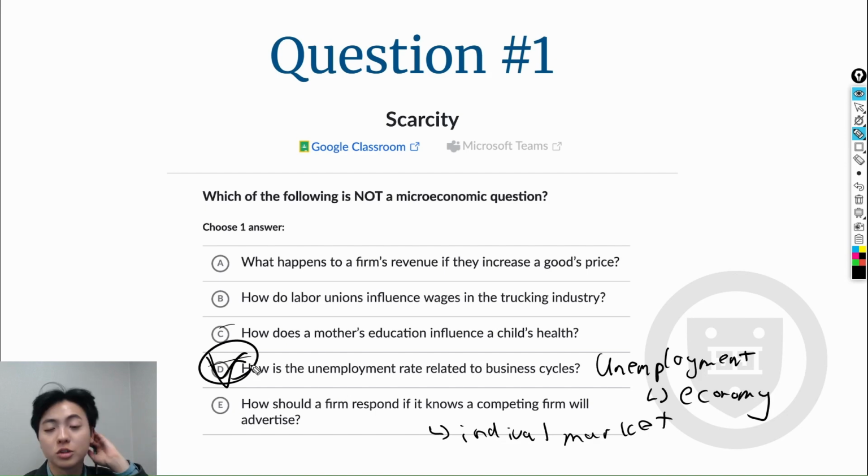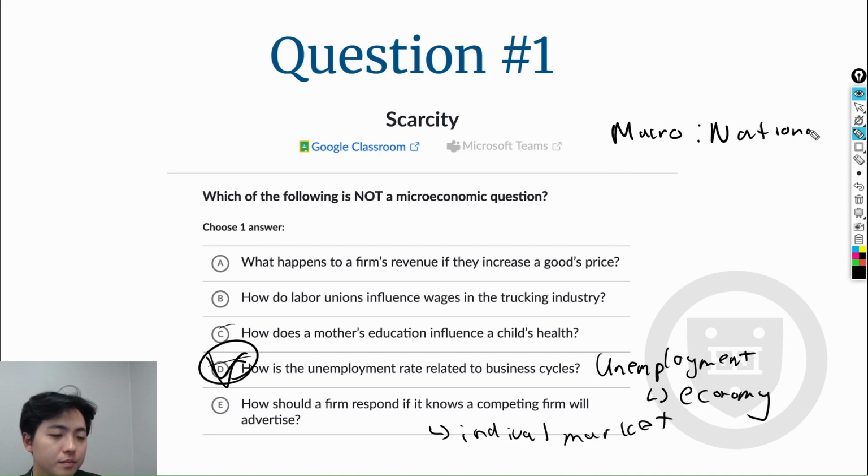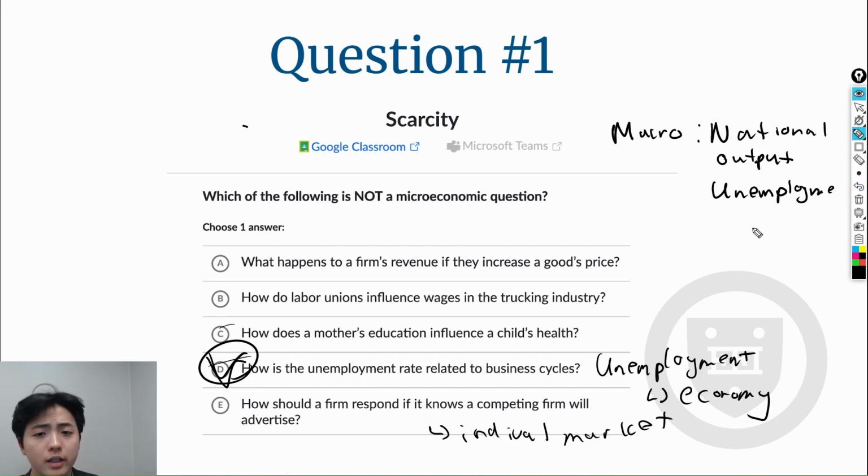Well, I won't go too much into the theory part. There are some things that you should remember. So key terms that indicate macroeconomics. If you think about macro, it will be terms like national output. It would be unemployment. It would be things like GDP, inflation. So those are all macro.